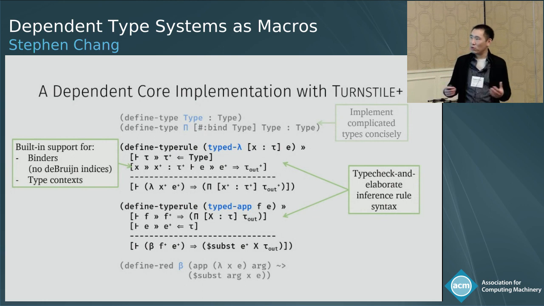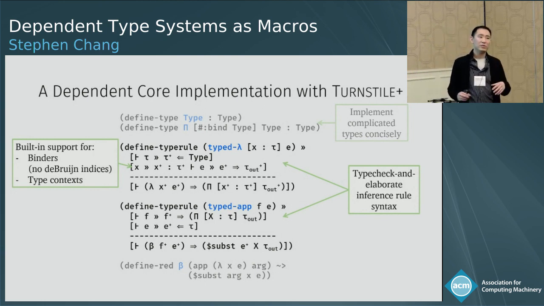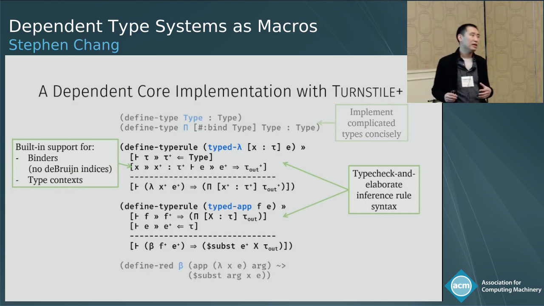Turnstile Plus also has support for type environments. You may notice that there's no gammas to the left of the turnstile here, and that's because existing environment bindings are automatically propagated according to lexical scope. And so programmers only have to write new bindings that they want to add to the environment, like you see here.